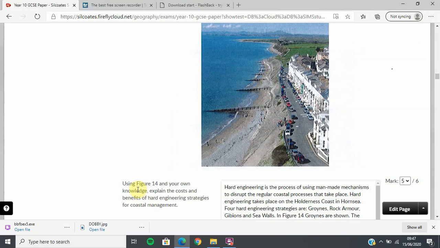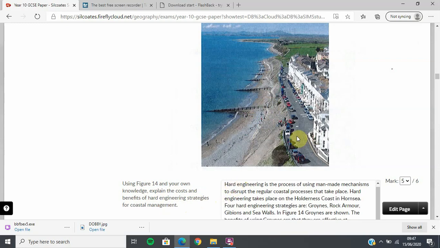But it does say here, and your own knowledge, explain the costs and benefits of hard engineering strategies for coastal management. So perfectly fine to talk about rock armour or gabions. So this question then, what you need to be doing is commenting on the costs and benefits. And most of us got the idea. I think we did follow this. We said that the seawall was very expensive. However, the benefit of it is it does prevent the flooding, and it prevents the waves from being able to reach the houses and causing even more expensive damage.